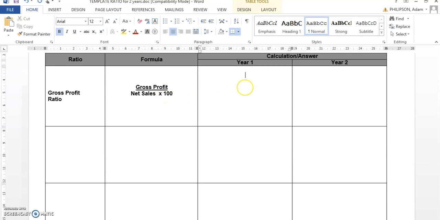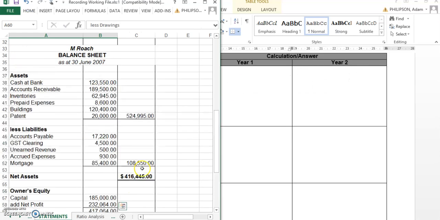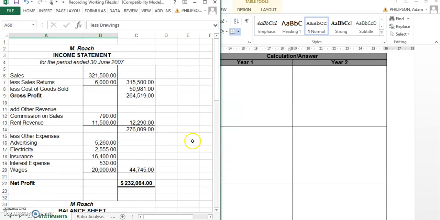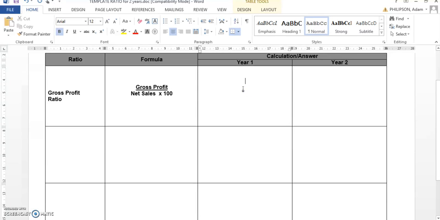So in year 1, okay, we've only got 1 year in question. With this table, we're only dealing with the year in question. So our gross profit, if we return back to our figures for our income statement, is 264,519. And our net sales, remember, net sales is sales less sales returns. So we are using this figure here.